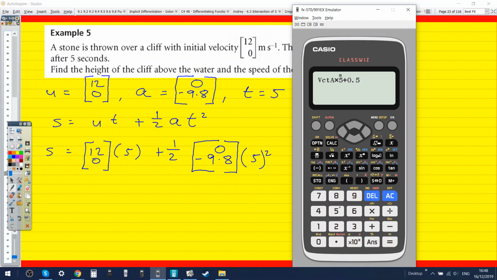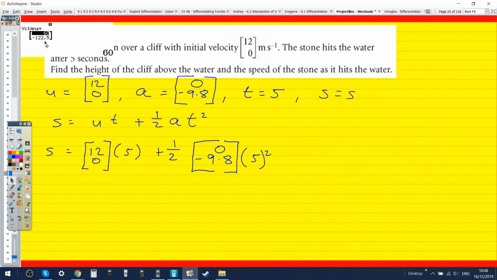What do you get? And then do we just add them together? So it would be 60 over minus 122.5. Yeah. 60 and minus 122.5. I got the same thing.